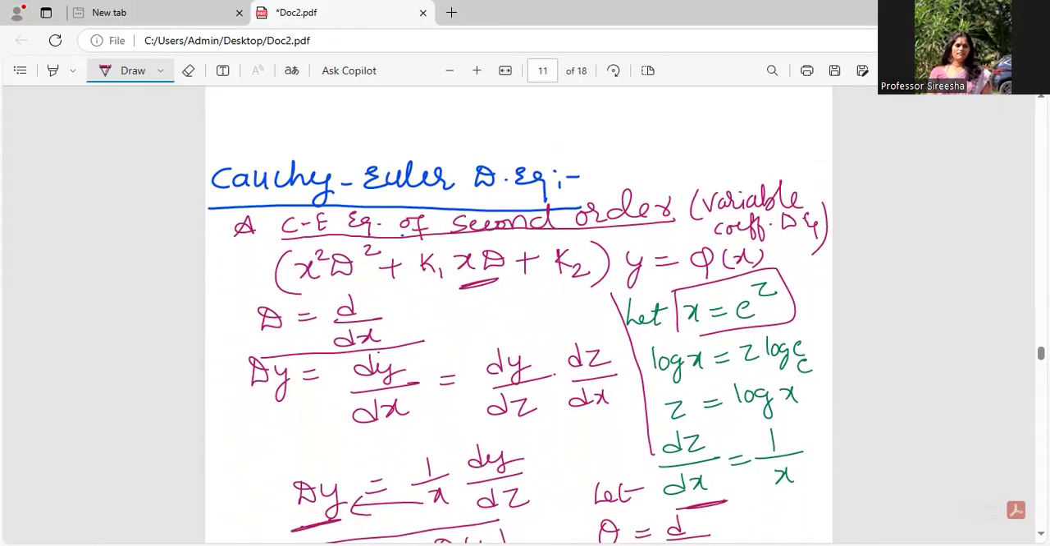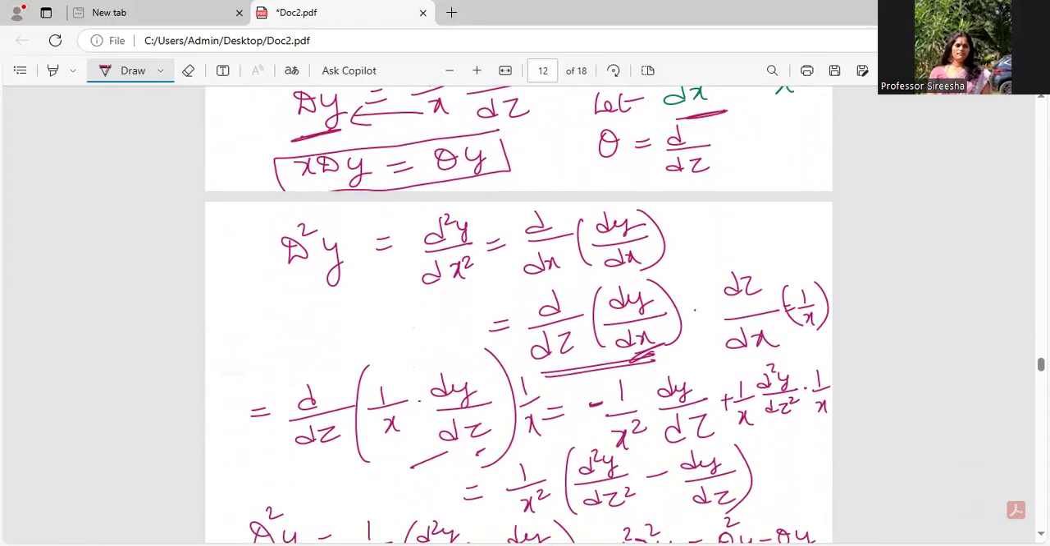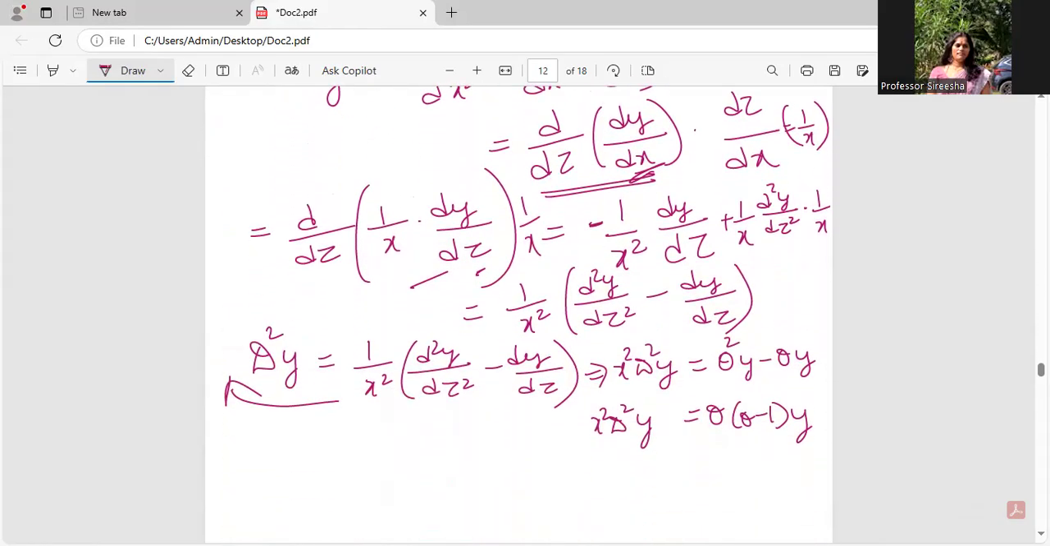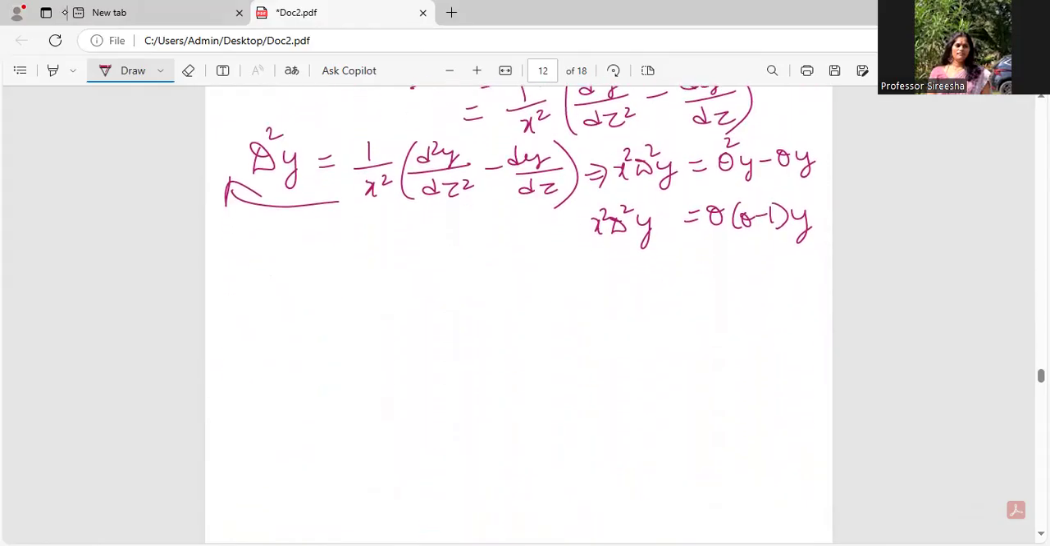This variable coefficient equation, x squared d squared y, is being replaced by a constant coefficient equation, D into D minus 1 into y. Okay, now let's do one problem on Cauchy Euler so that you will understand.